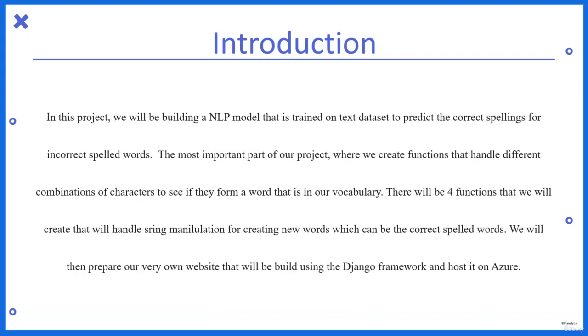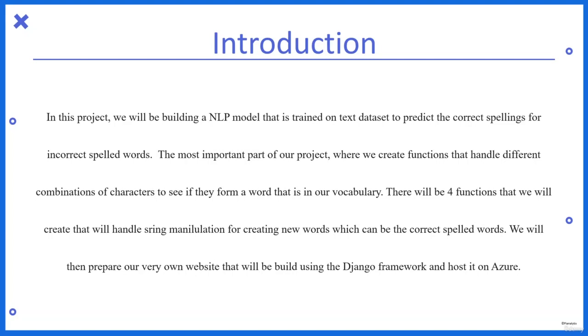Now the most important part of our project is when we create functions that handle different combinations of characters to see if they form a word that is in our vocabulary. So we will define a vocabulary by ourselves and we will go through the vocabulary to see if the word we have predicted is actually a word or not. There will be four functions that we will create that will handle string manipulation for creating new words which can be the correctly spelled word. We will then prepare our very own website using the Django framework and then host it on Azure.